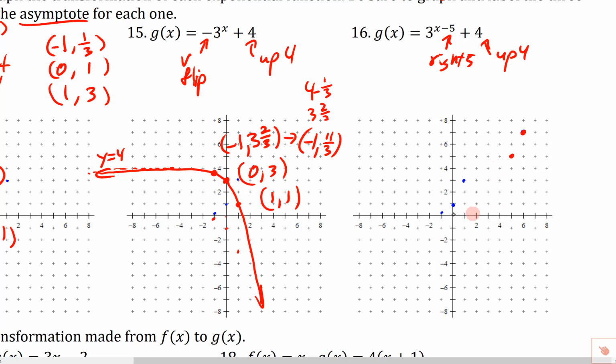Now notice that we're a little bit above the x-axis here. So we're going to be a little bit above, just a little bit above right here. And remember, if we're moving it up here, that's going to change the asymptote. The asymptote was right here. Now the asymptote is going to be over here again at y equals 4.